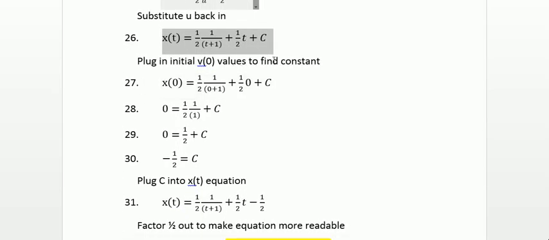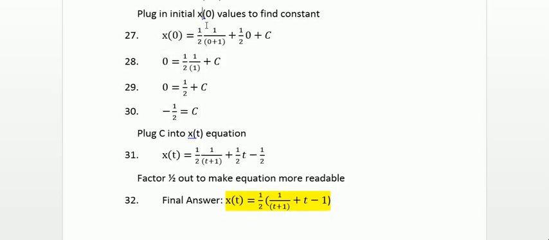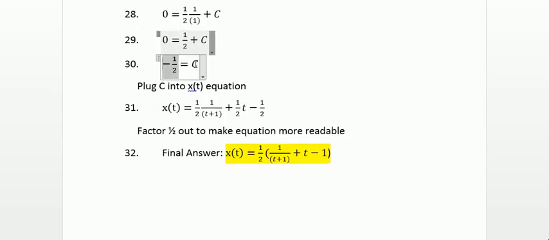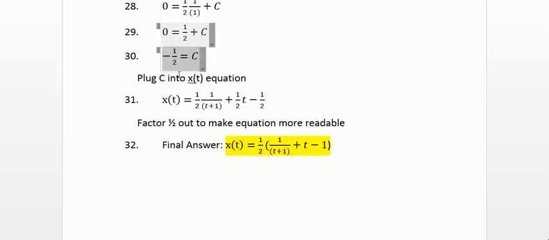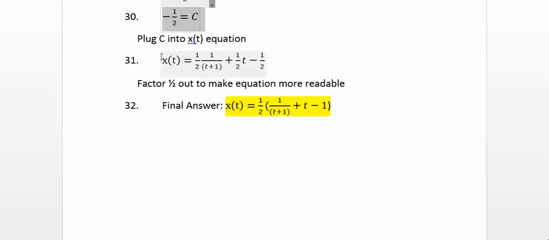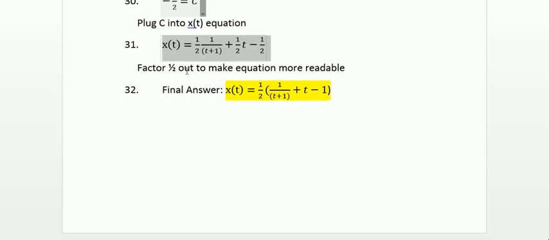So we've got to find the initial c value. We plug in the initial position values to find the constant, which is x of 0 is equal to 0. So plug that in, and this becomes 0, and this becomes 1/2, so 0 is equal to 1/2 plus c, and so c is equal to negative 1/2. So we plug that into the x of t equation, and that's our general solution.